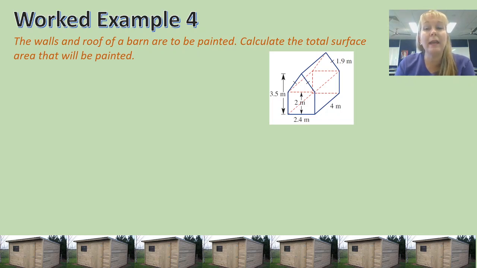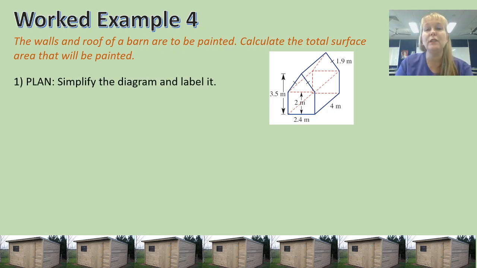I've also got a triangular prism stuck on the top, and I'm going to be painting the front faces of those triangles and the sides of the roof where it slopes, but once again not painting the inside of the ceiling. So I've got part of that formula that's missing there as well. So I can't necessarily just use the formulas I've memorized. I've got to unpack this a little bit before I get started. So firstly, I'm going to simplify this diagram and label it.